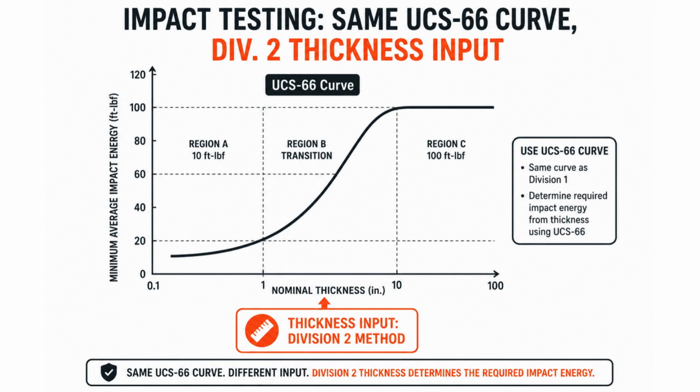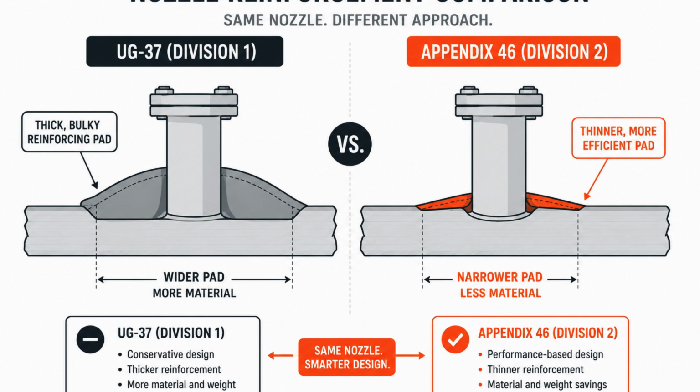Picture a large nozzle where Division 1's UG-37 area replacement method, Episode 7, technically works, but produces an unrealistically thick, expensive reinforcing pad for the actual geometry involved. Appendix 46 lets you design that one nozzle under Division 2, 4.5 instead, often landing on a thinner, more efficient result, while the shell around it, the PWHT, the testing, and the nameplate all stay completely Division 1. It's a tool for the 10% of components where Division 1's simplicity stops being an advantage.